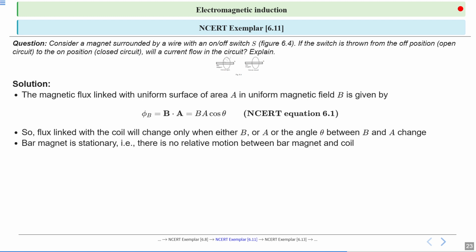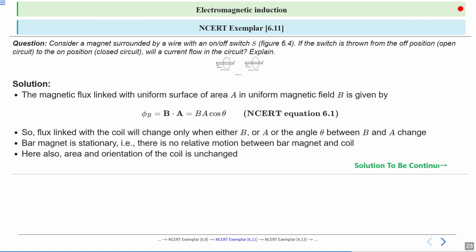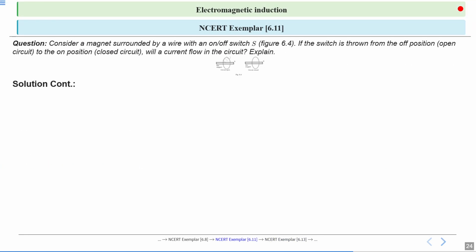There is no relative motion between the bar magnet and the coil. That means the magnetic field through the coil is not changing. The bar magnet is stationary, so the magnetic field through the coil with respect to time is not changing. So it will be constant. Here also the area and orientation of the coil are unchanged. The area of the coil is not changed and the orientation of the coil is also not changed. So that means nothing is being changed.